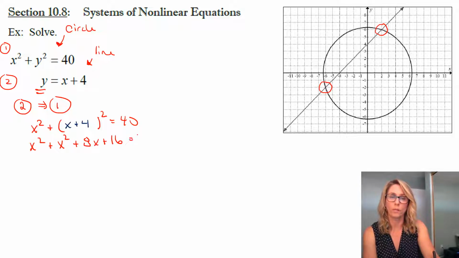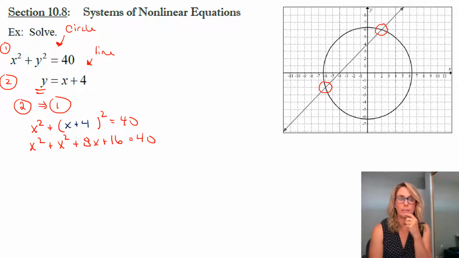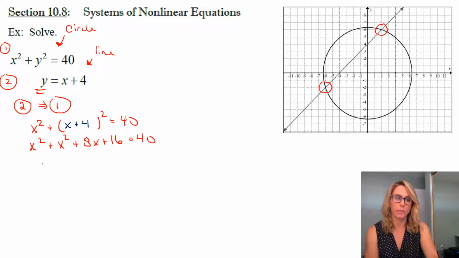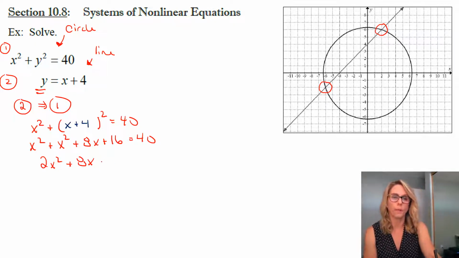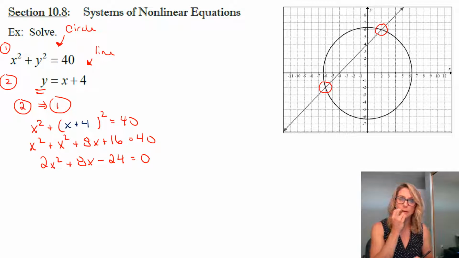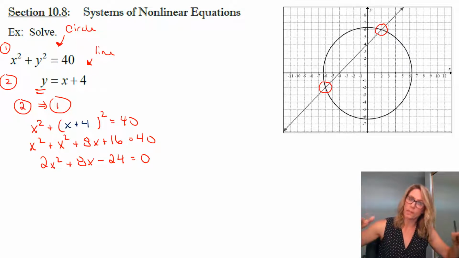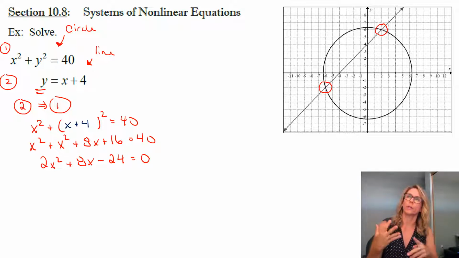You do want to work to try and do that in your head. And then the best thing to do here, you'll have a quadratic. So you should see that you have a quadratic equation. And if we bring the 40 over, it looks like we'll have 2x squared plus 8x minus 24 equals 0. Now, a couple things you can do here, but what you should see, you have a quadratic. You can complete the square. You can use the quadratic formula.